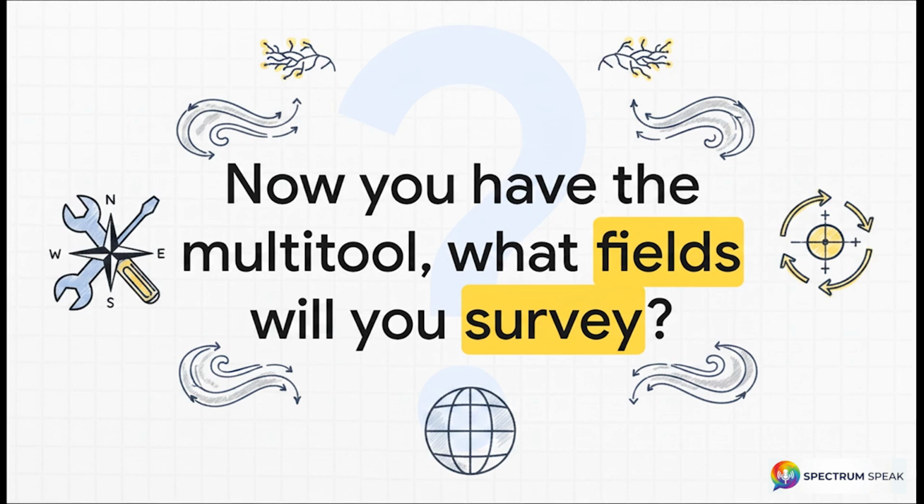So, you see, del isn't just some abstract symbol on a page. It's a practical, hands-on multi-tool for describing the physical world all around us. From heat flow to magnetic fields, it gives us the language we need to survey these invisible forces. So now that you have the tool, the only question left is, what fields are you going to survey?